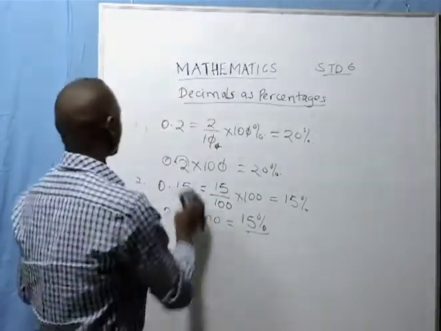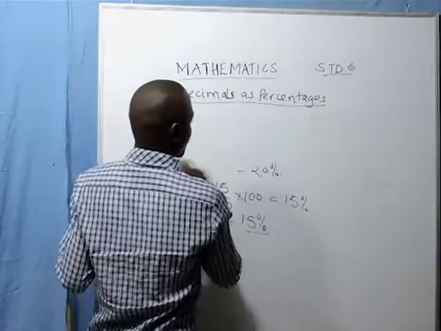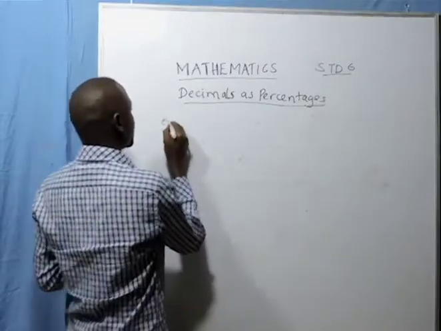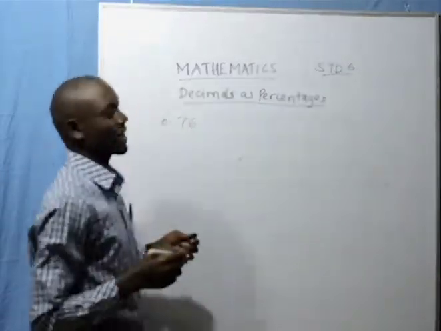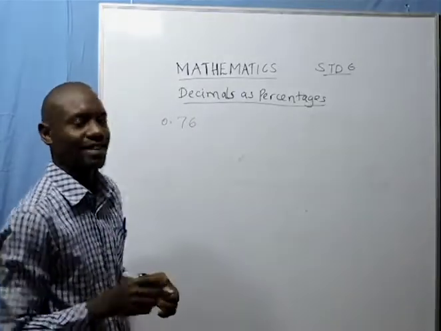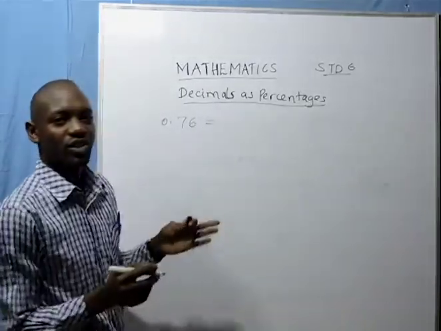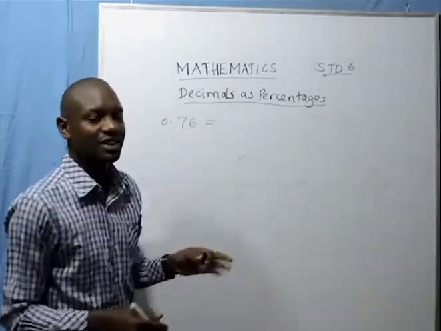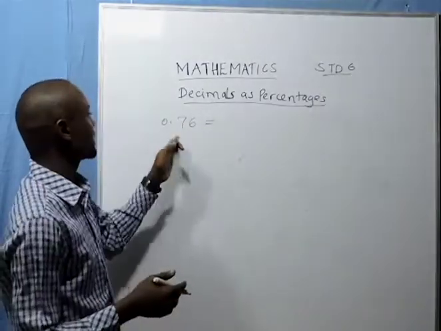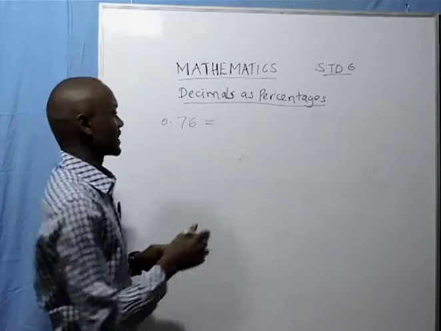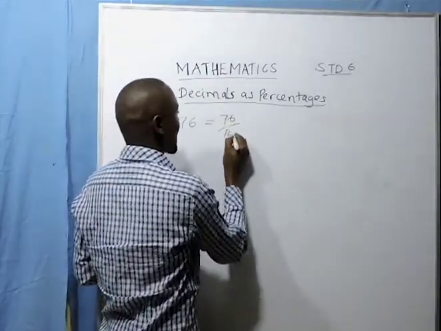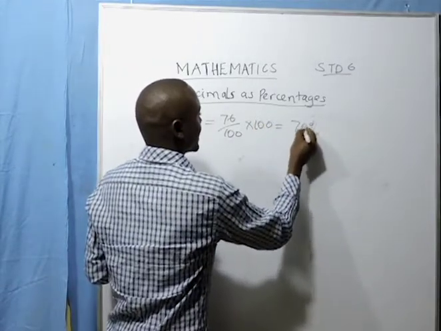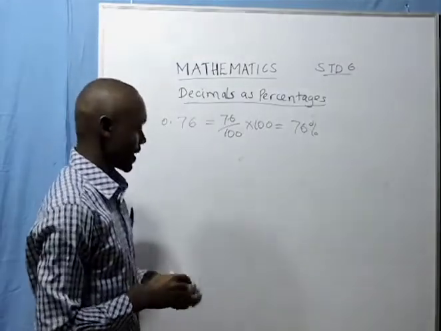I'll give you another example. Convert 0.76 to a percentage. We begin by doing what? Convert this one to a fraction. It has 2 decimal places. So 0.76 as a fraction will be 76 over 100. Then multiply by 100, which will be 76%. That is how we convert decimals to percentages.